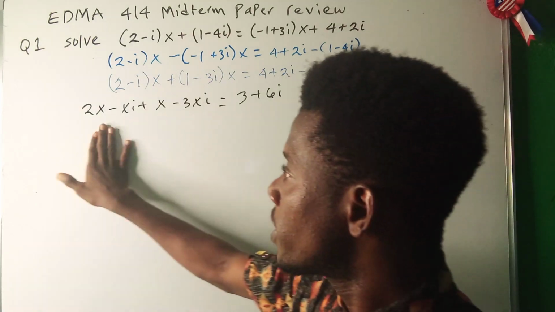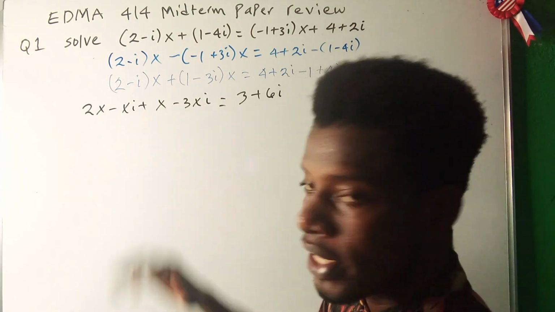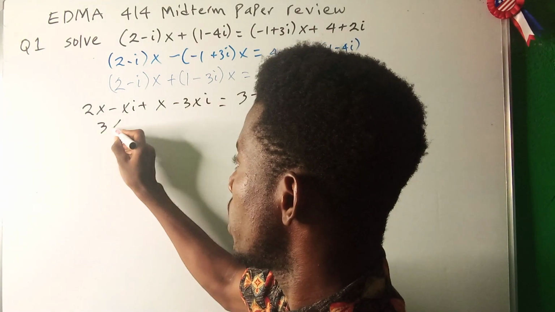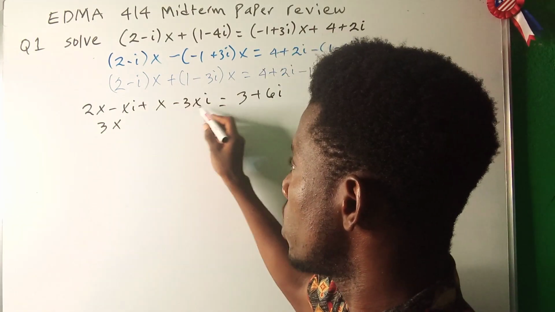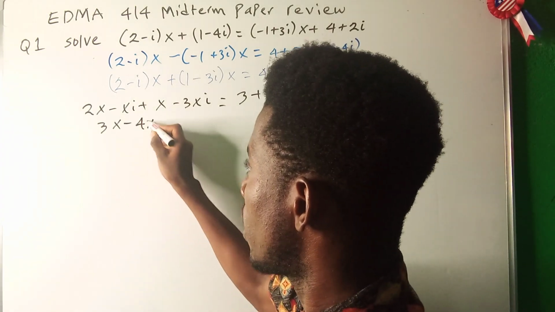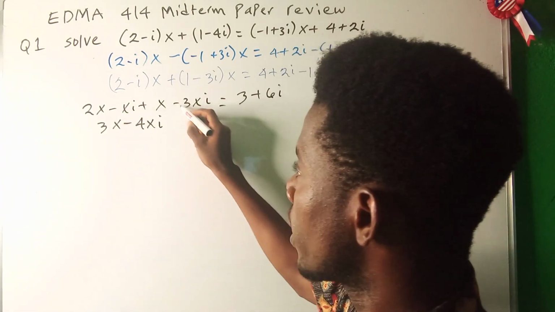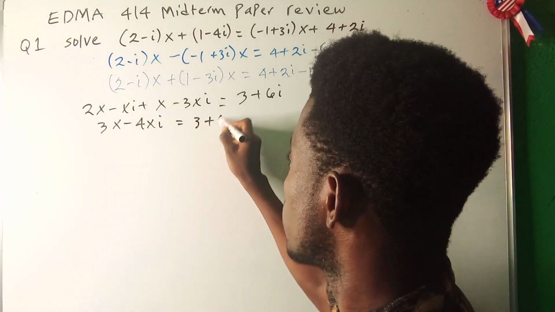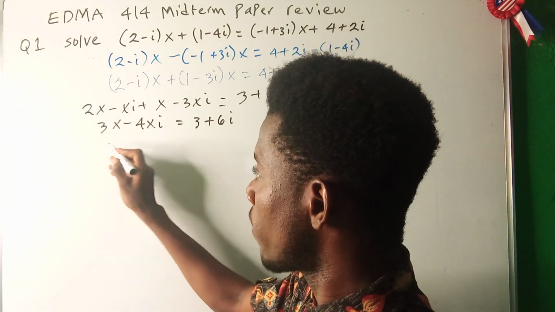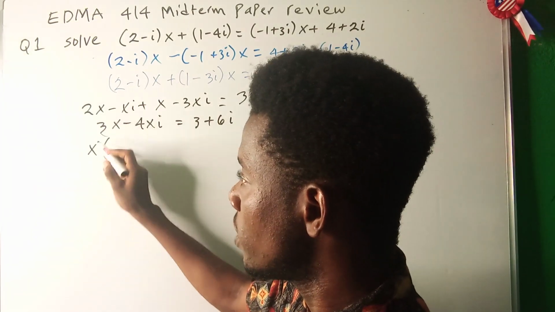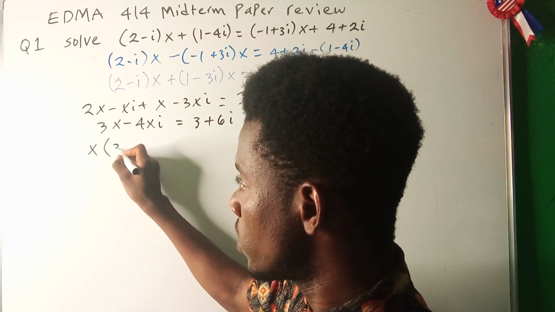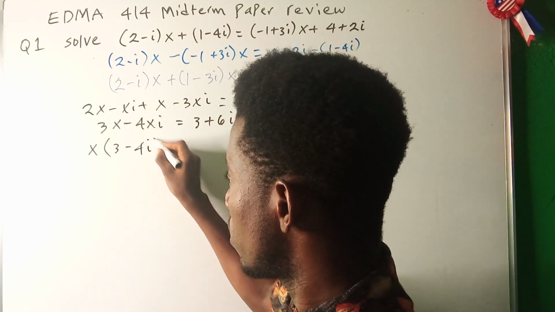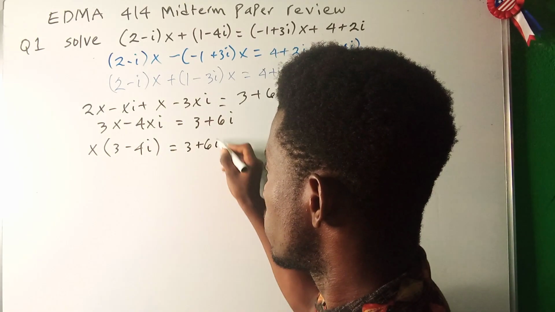So once we do that, we come on this side and collect like terms. 2x plus x, these are terms that do not have an i. So 2x plus x is actually 3x. So 3x, negative xi minus 3xi, that's negative 4xi. It's equal to 3 plus 6i. So what we have here, we can factor out an x, and then we have 3x divided by x, that's just 3, minus 4xi divided by x, that's 4i. And this will be equal to 3 plus 6i.